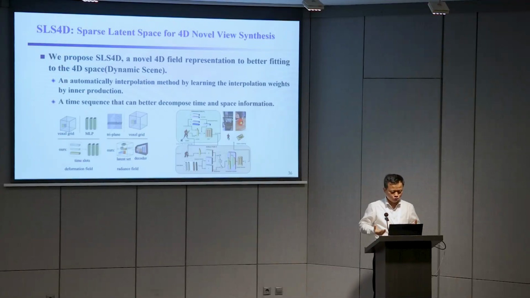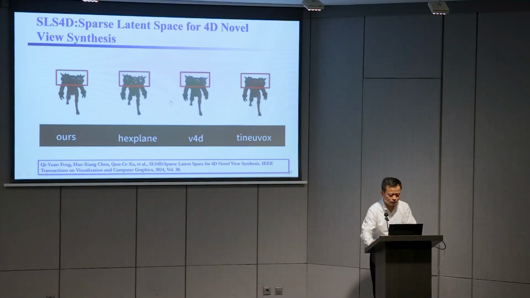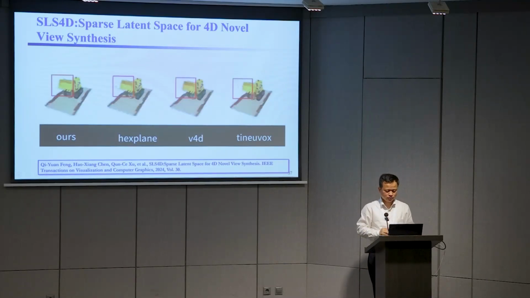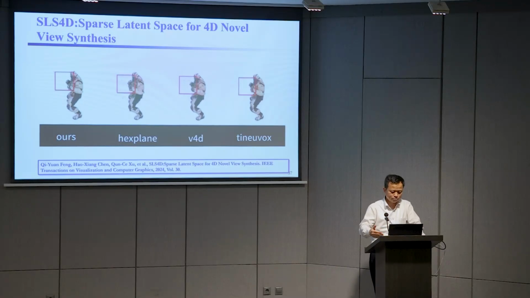Then another student, Xiaolei Li, published another paper on this topic. Feng Qiyuan published another paper on this topic. His idea is to propose a novel 4D field representation to better fit 4D space. If the scene is dynamic, with some moving objects for example, then it is an automatic interpolation method, learning in interpolation ways by inner product and a time sequence that can better decompose time and space information. So let's see a demo. So we can handle a dynamic scene. And this paper was accepted by IEEE Transactions on Visualization and Computer Graphics.